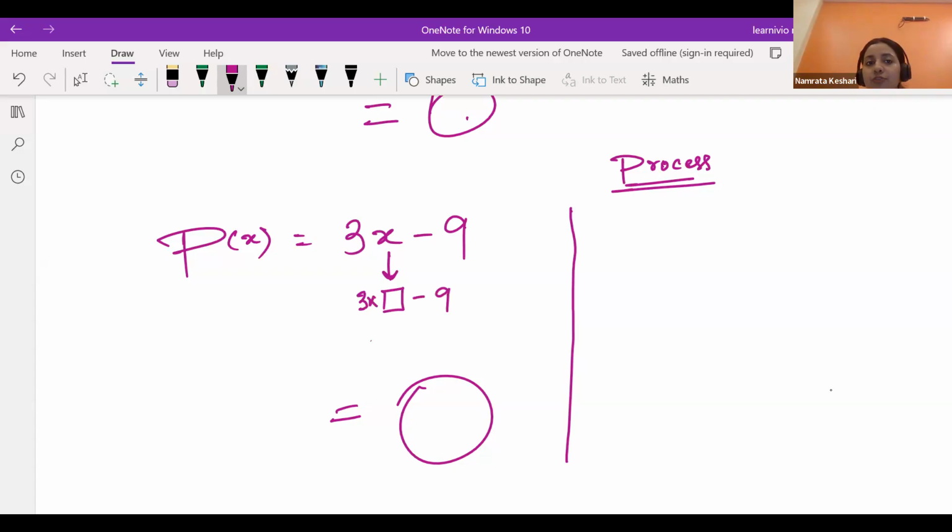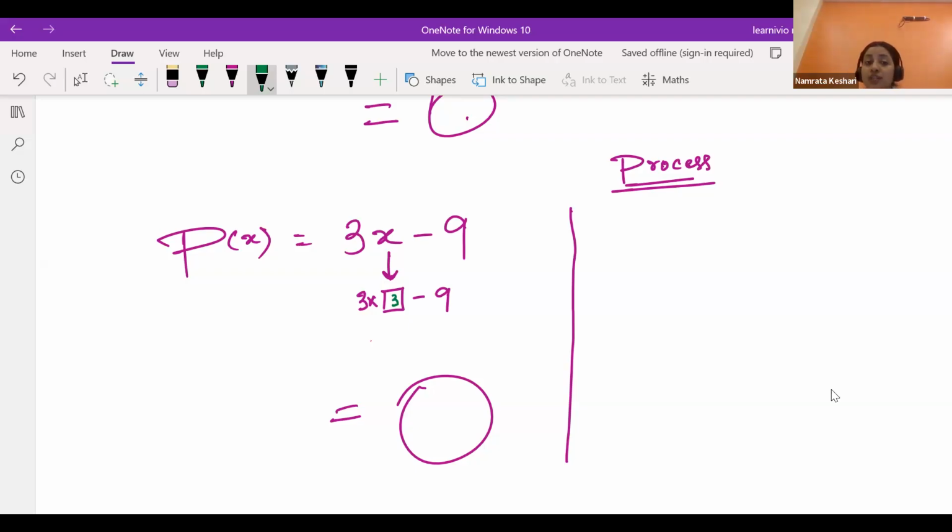If we have to guess, are you able to guess that we will take 3 over here, then 9 minus 9 is 0? Yes or no? Getting it? Okay, ma'am. We are guessing it, but there is a process. We will not guess it. Never ever we will guess it.